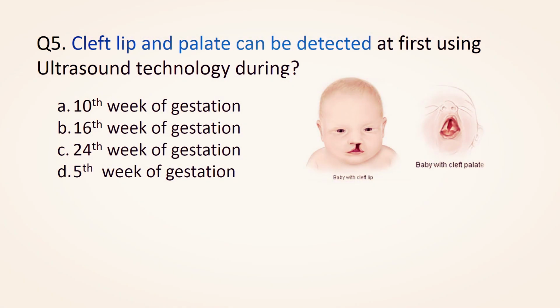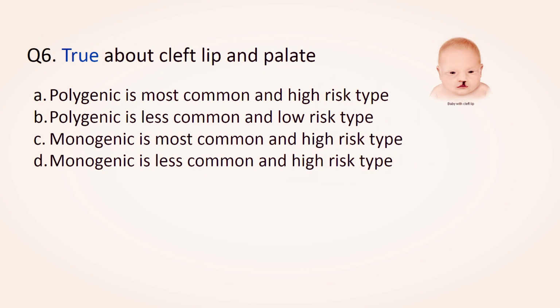Cleft lip and palate can be detected at first using ultrasound technology during A. 10th week of gestation, B. 16th week of gestation, C. 24th week of gestation, D. 5th week of gestation. The correct answer is A. 10th week of gestation. The cleft lip occurs due to disturbances in 6 to 8 weeks of intrauterine life, whereas cleft palate results from disturbances in 8 to 10 weeks of intrauterine life. The palate begins to develop around the 6th week of intrauterine life and proceeds until the 11th week of intrauterine life.